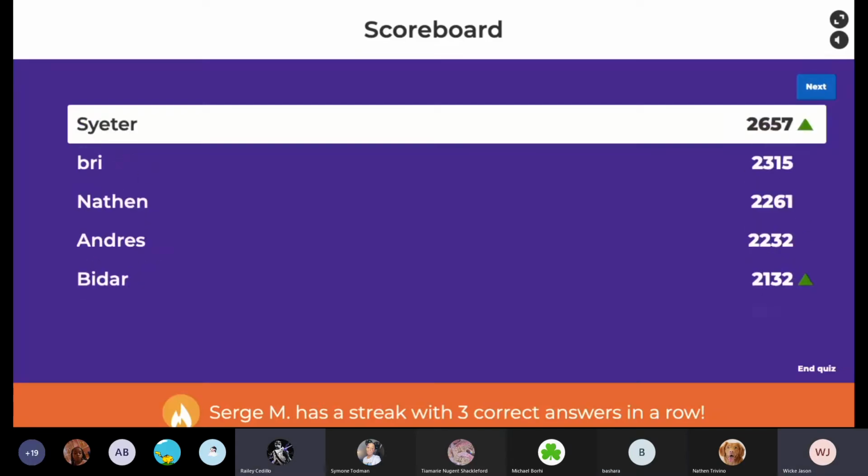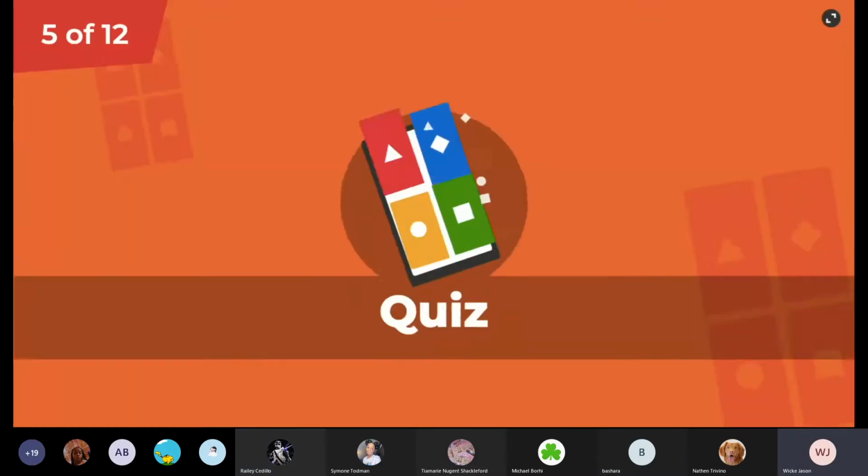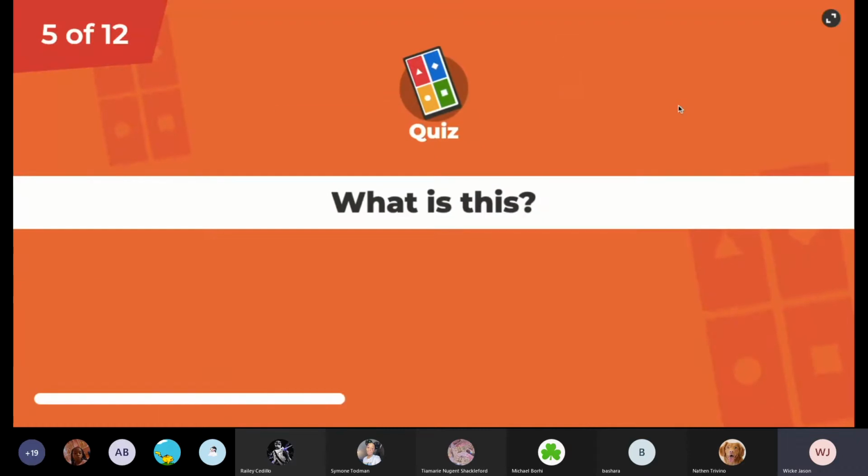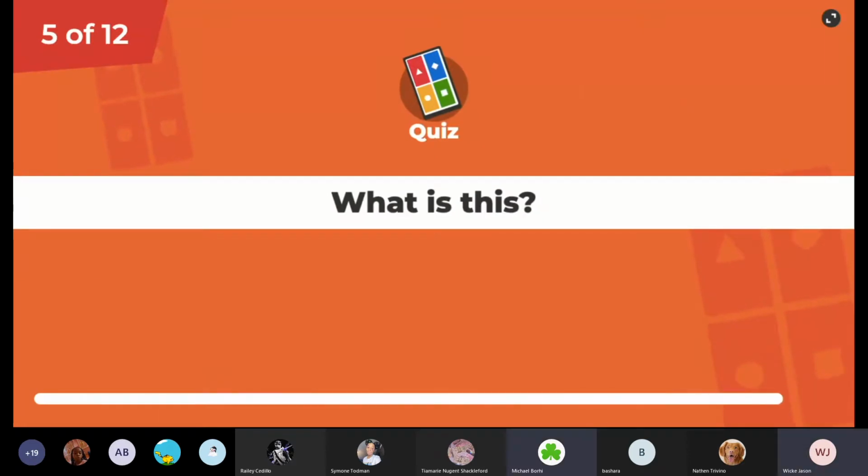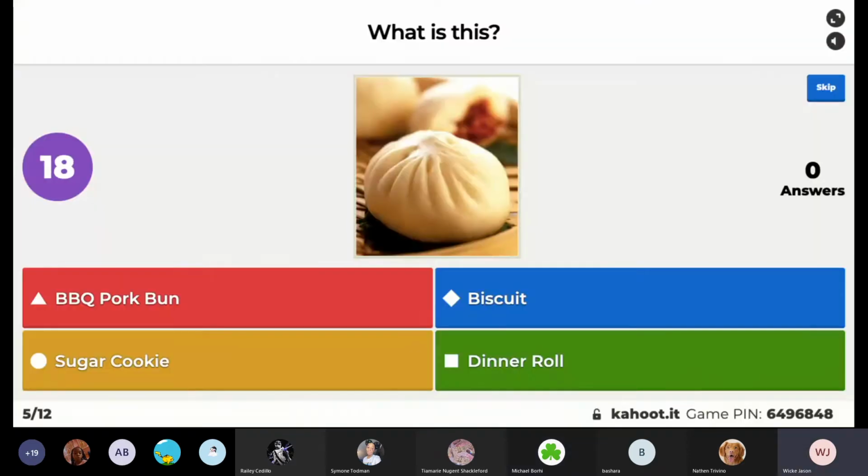We have a new leader. This is changing all the time. Saita, well done. All right, number 5. What is this? Is it red barbecue pork bun? Is it blue a biscuit? Is it yellow sugar cookie? Or is it green a dinner roll? I've never seen this before.